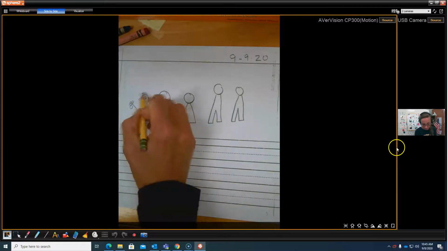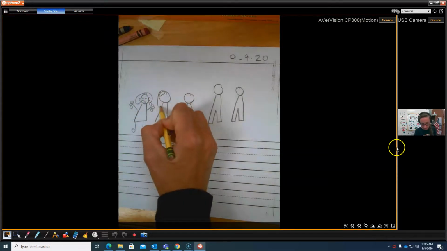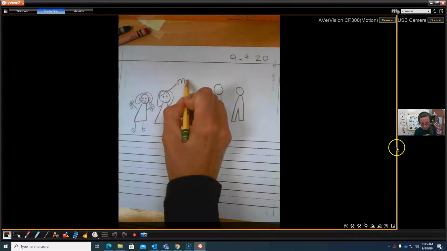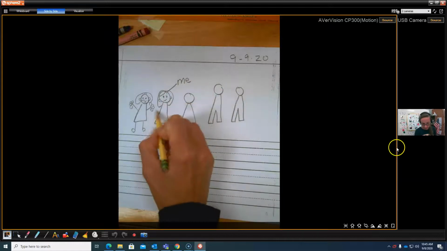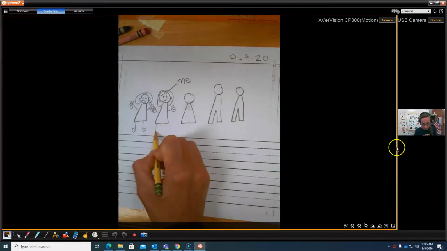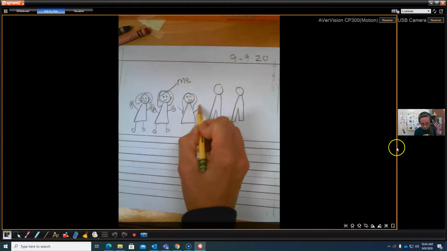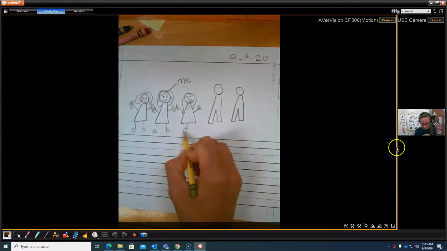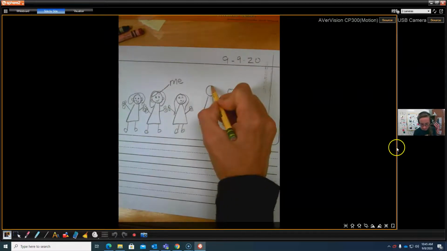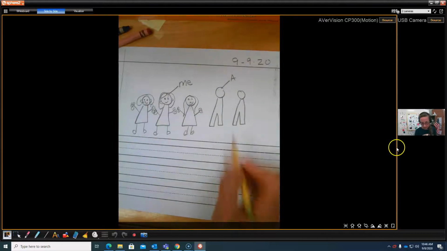And I'm going to tell a story while I'm writing. There was a time where I went to a really fun place with my family. There was me and my 2 daughters. Can you guess which ones are my 2 daughters? And my husband. And here's my husband. And this is Adrian. His first name starts with an A. I'm going to label him too.